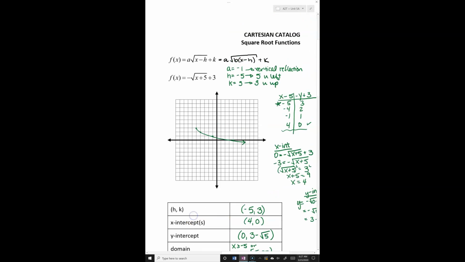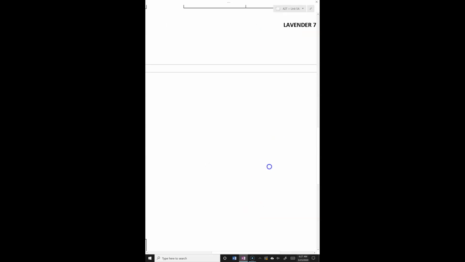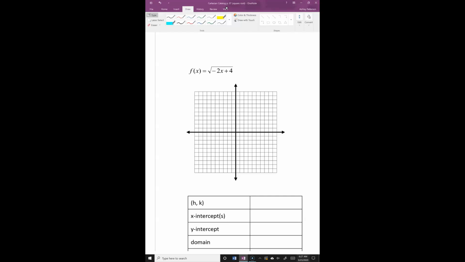Ta-da! So there's example number 1, technically. I know I call the parent function example sometimes, but truly this is our bigger example. Okay, and then, of course, we have to practice with the b value.